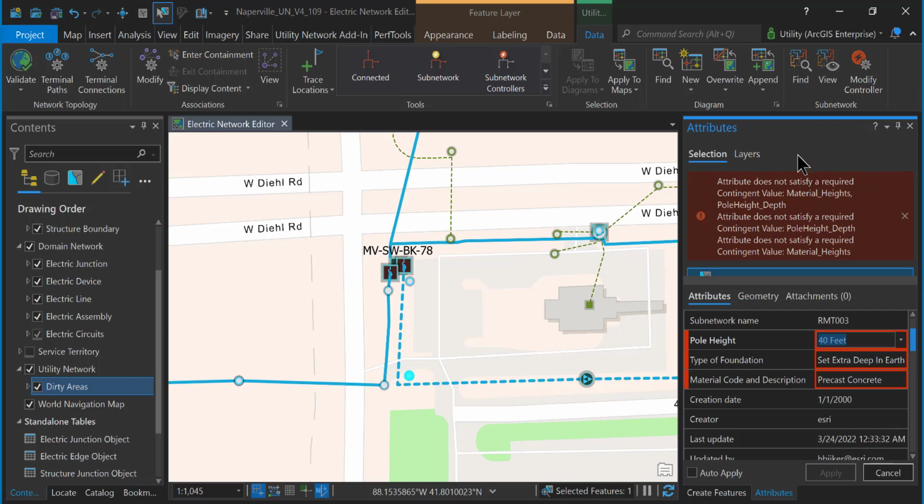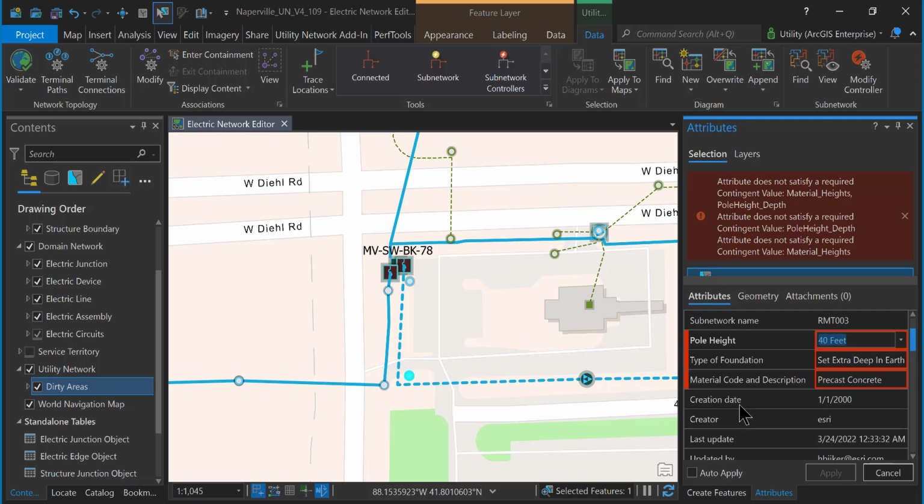So we've got these warning messages here that say the attribute does not satisfy a required contingent value, for both pole height, material, and pole depth. We also see some red outlines here where we can see that I'm violating some contingent values. And the other thing is it doesn't allow me to hit apply. So this is really forcing us to put in valid data.